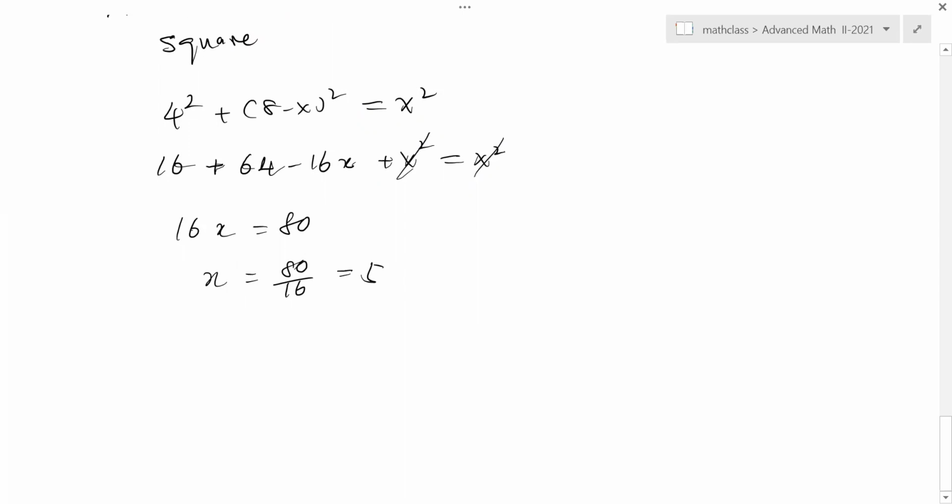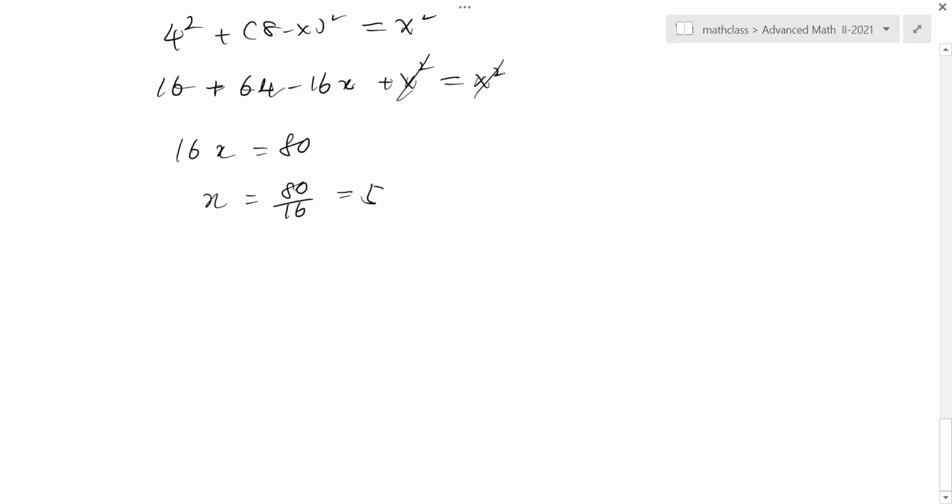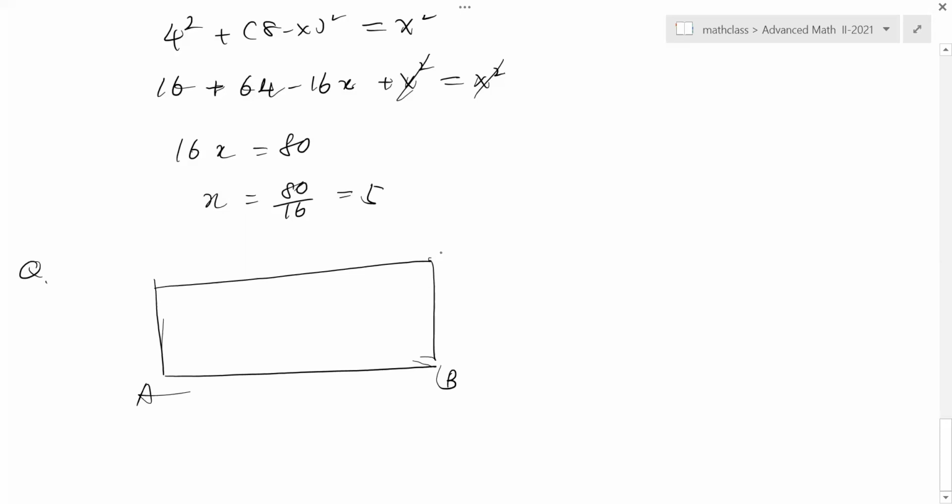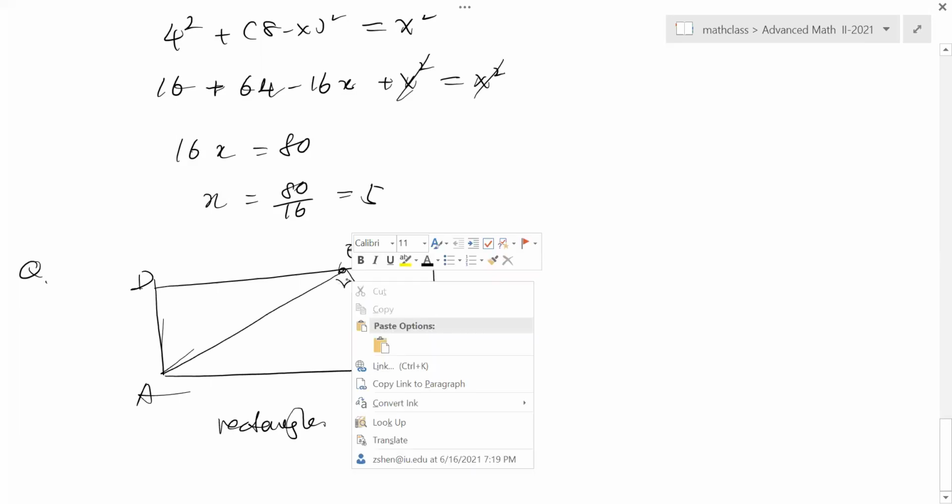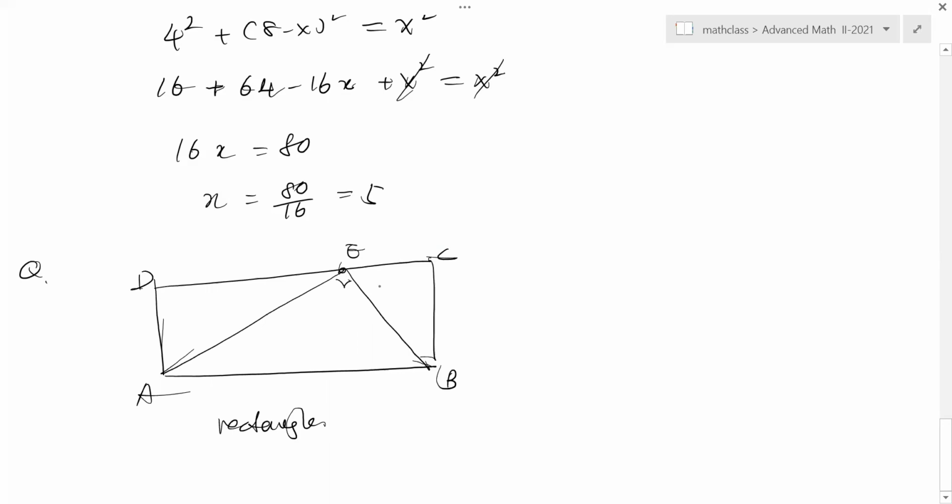Our next problem will be the following. I have a rectangle. Here's A, B, C, and D. This is a rectangle, and I put point E here so that what I got here is a right triangle. AED is the right triangle.